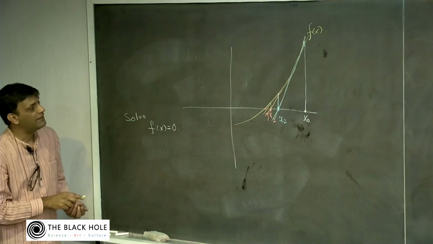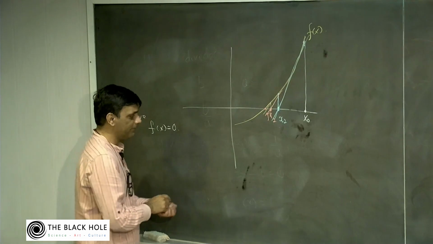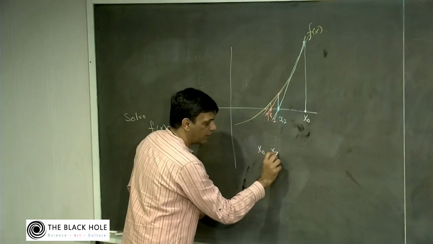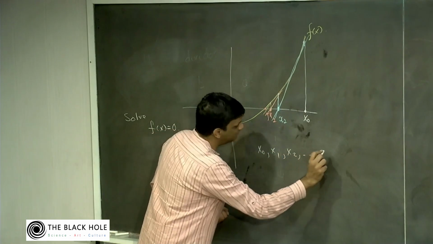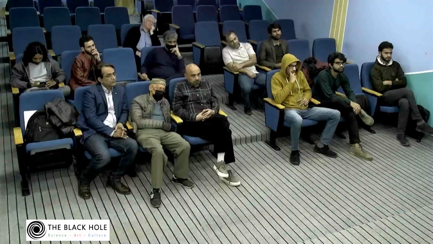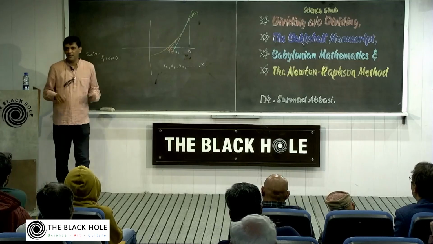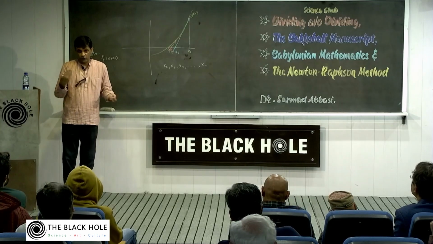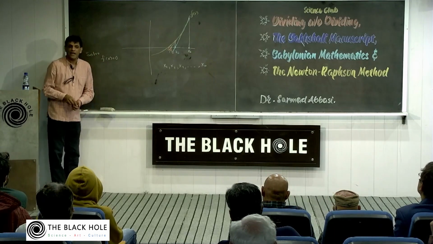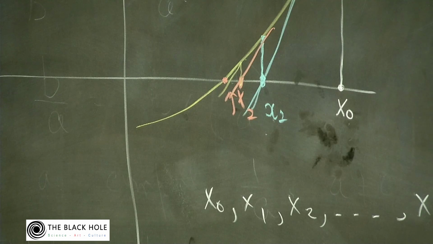So you have this sequence, x0, x1, x2, and you can stop. There are many questions, like when do we stop, and so on and so forth. But the guesses keep improving. After a while, you're so close that if you're computing on a calculator, all the digits are now correct. Your accuracy is as much as your device or your capability allows, so you can stop.